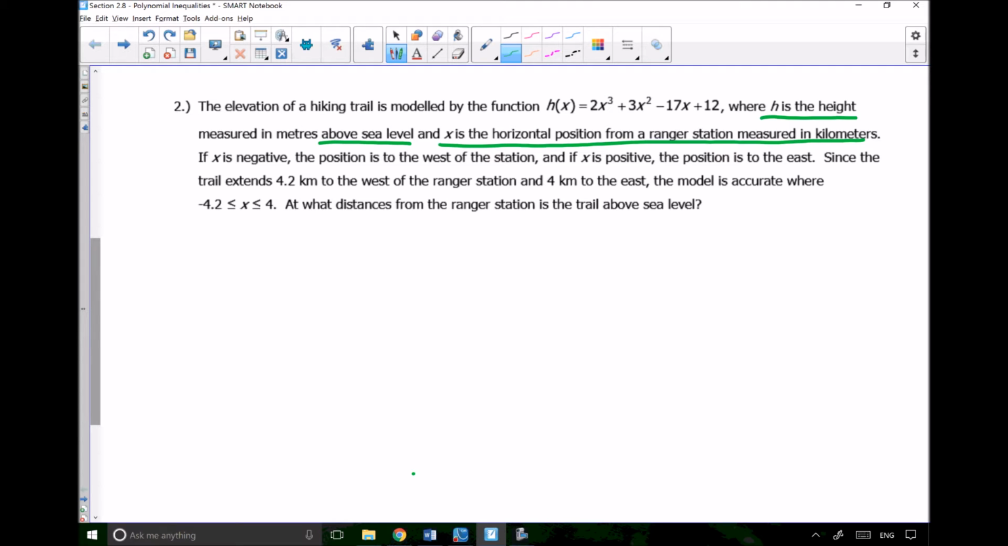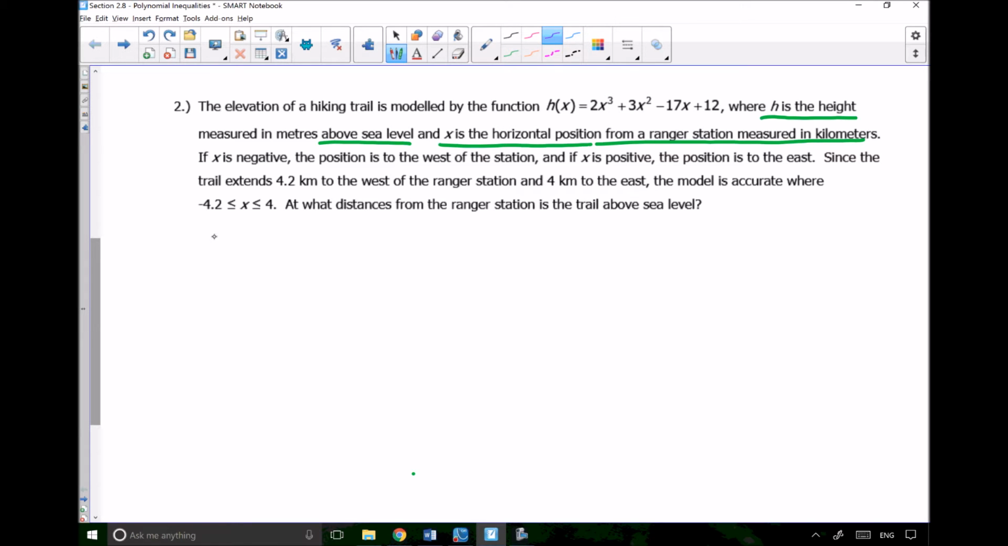Okay, so that's really the only information that I need to know with regards to this whole x is negative, x is positive piece. So I really don't have to worry about that at all. So at what distances from the ranger station is the trail above sea level?